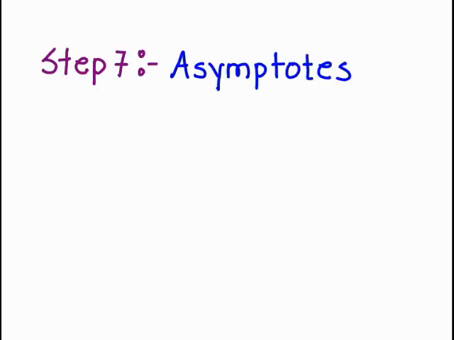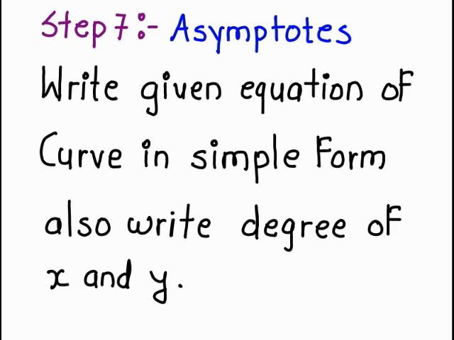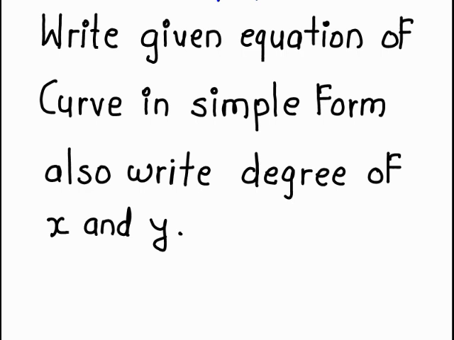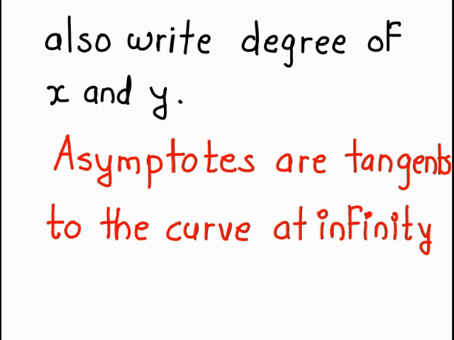Now let's understand what an asymptote is and how to find an asymptote. Write the given equation of the curve in a simple form. Also write the degree of x and y. This we require to find an asymptote. So what is an asymptote? Asymptotes are nothing but the tangent to the curve at infinity.